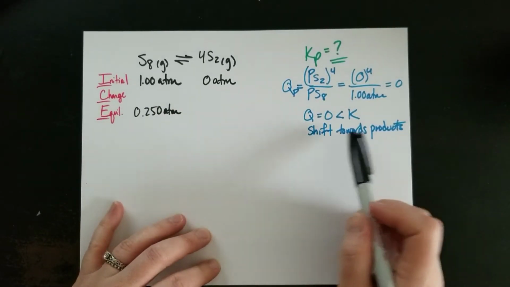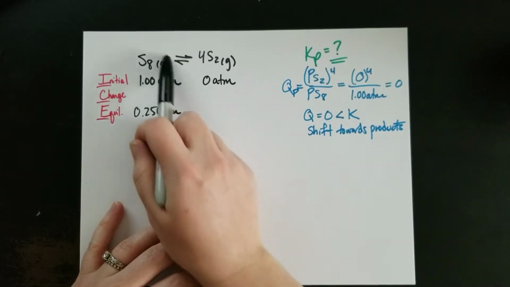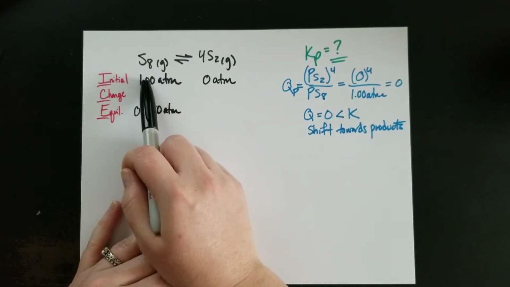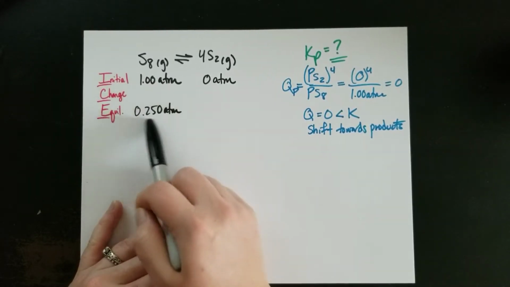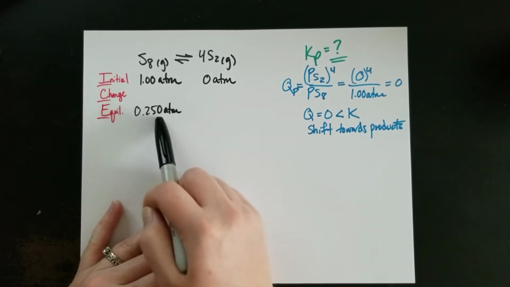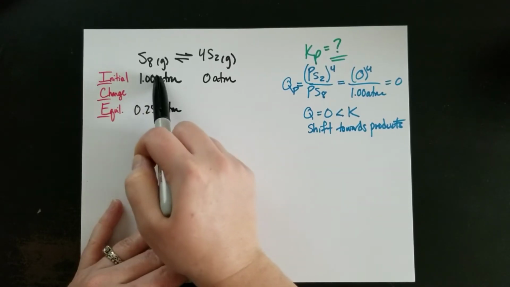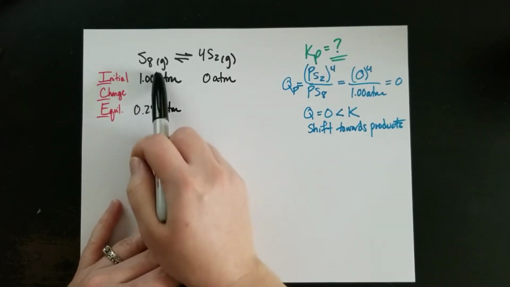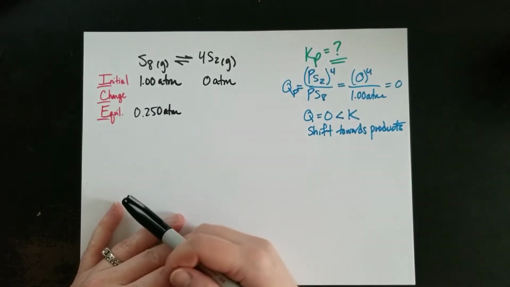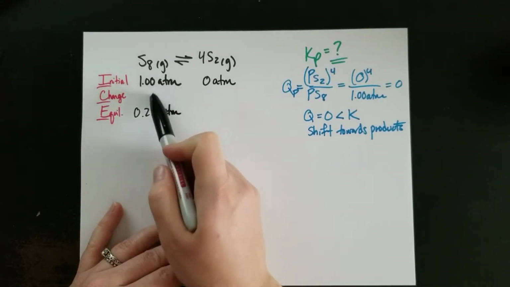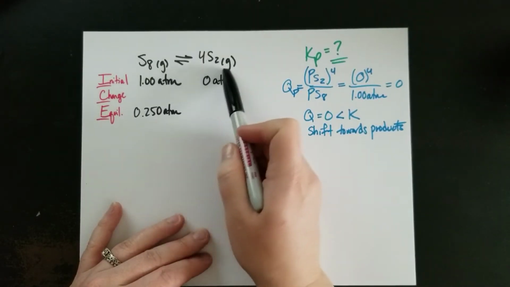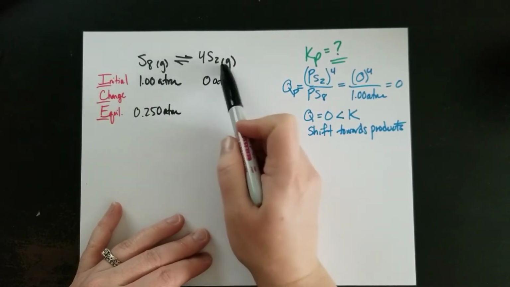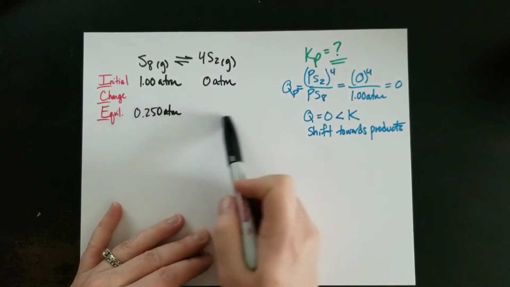And recognize now that if we're going to shift towards products, that means some amount of this S8 is going to react. And so we're going to lose some of this 1 atmosphere. We can see that happening with the fact that we're going to end up at a smaller value at equilibrium. So we're obviously losing S8 as this pressure is dropping. We know the pressure is related to the amount of particles present, and so we're losing that amount of S8. Over here, as we shift towards products, we're going to gain some amount of S2. So we know that by the end here, we should have some pressure of S2 present.